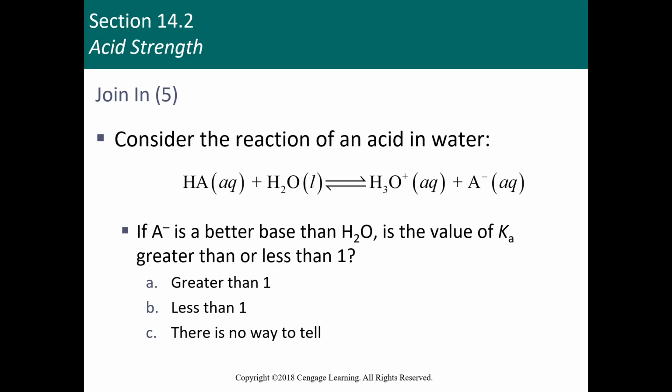So this right here, again, same sort of thing. If the A minus is a better base than H2O, is the value of Ka greater or less than 1? So the first thing you've got to remember is Ks are always products over reactants, right? So again, it's the same problem. We're just now looking at Ks. So A minus is a better base than H2O. That means that this is going to be going in the left direction. That means you'll have fewer products, more reactants, giving you a K that is less than 1.